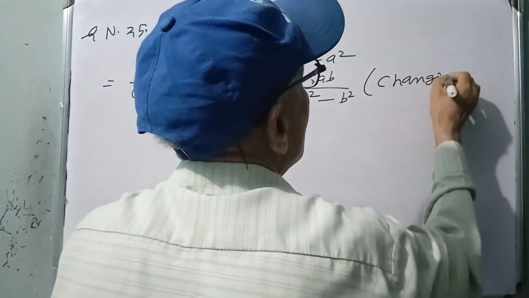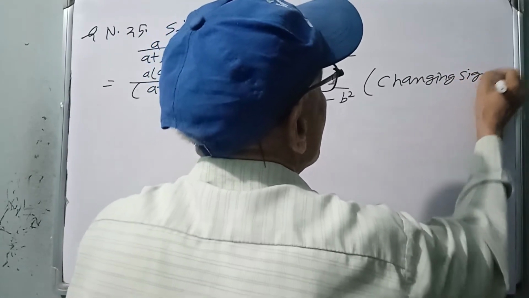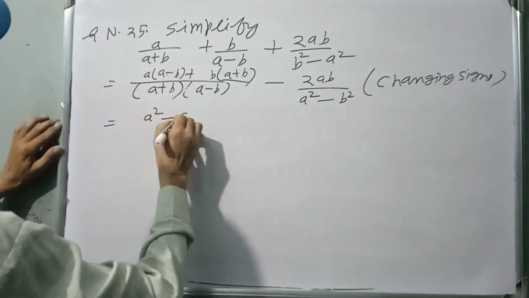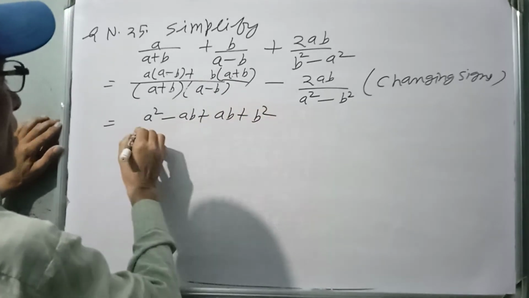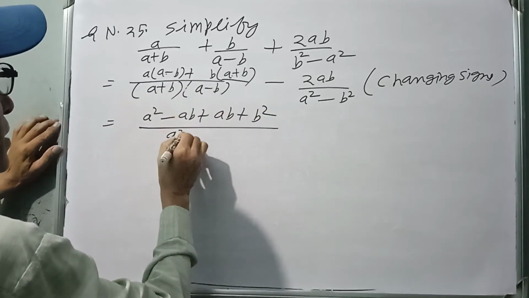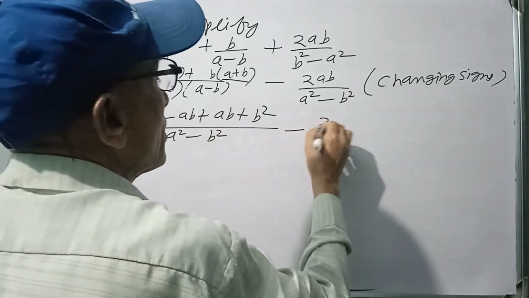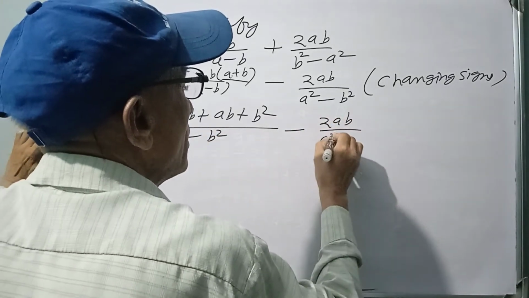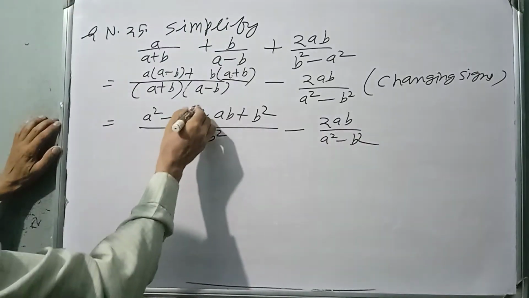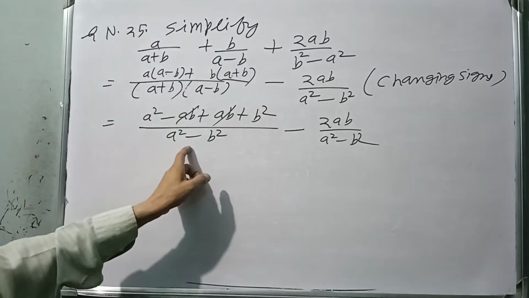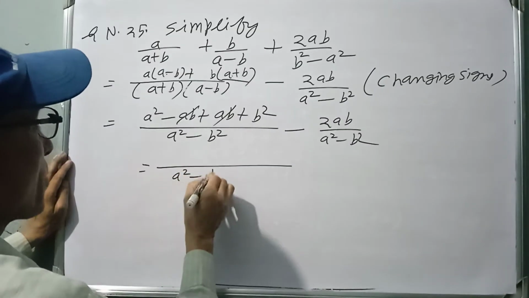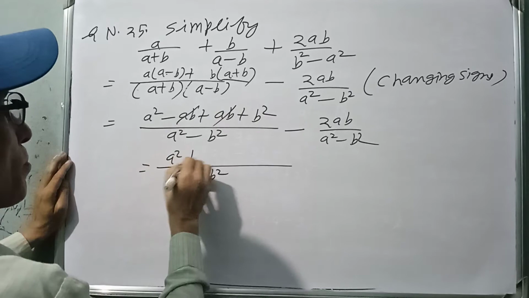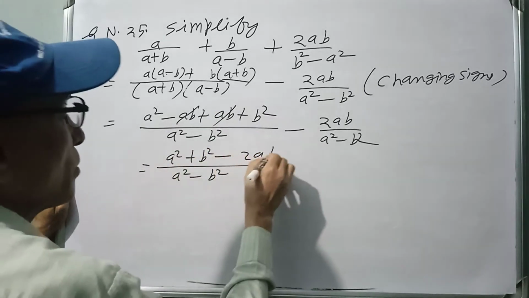Changing sign. A into a square minus a into b, b into a plus b square, a plus b, a minus b, a square minus b square, minus twice ab by a square minus b square. AB cancels. Since the denominator is the same, you can directly do a square minus b square, a square plus b square minus twice ab.